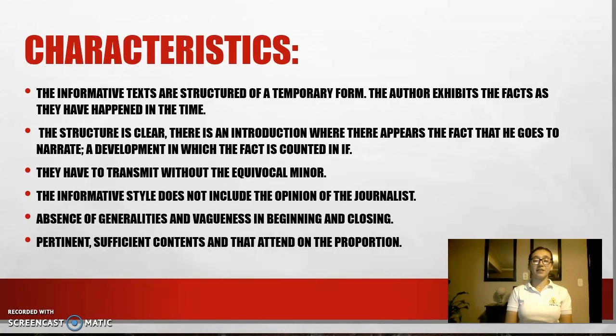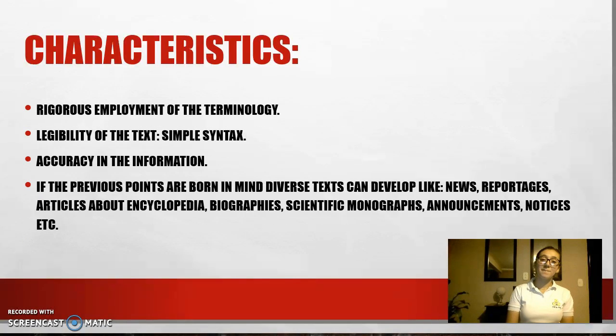The informative style does not include the opinion of journalists. Absence of bias in the beginning and closing. Pertinent, sufficient content, in order and proportion. Rigorous use of terminology. Legibility of the text. Simple syntax. If the previous points are borne in mind, diverse texts can be developed, like news, reports, encyclopedia articles, biographies, scientific monographs, documents, notices, etc.